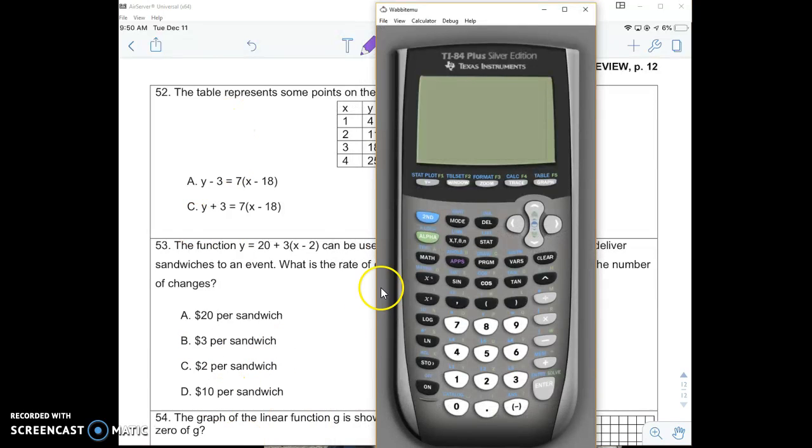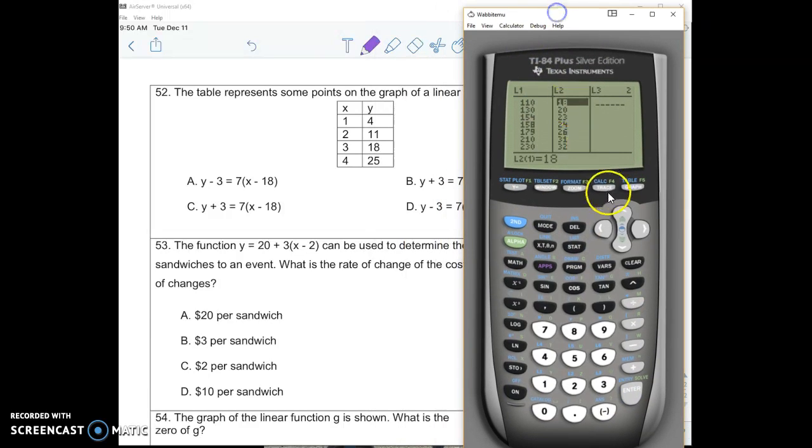I'm going to use my calculator to help me find the slope. So I need to go to Stat, Edit. I'm going to clear out anything that's there. Remember to push clear and not delete. My x column, I have 1, 2, 3, and 4. In my y column, I have 4, 11, 18, and 25.